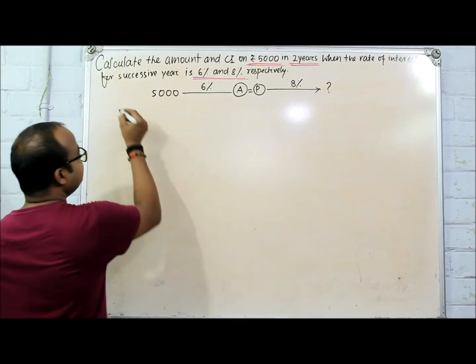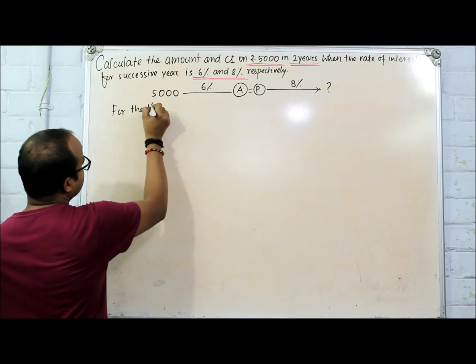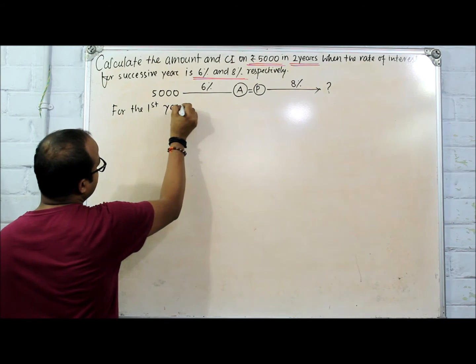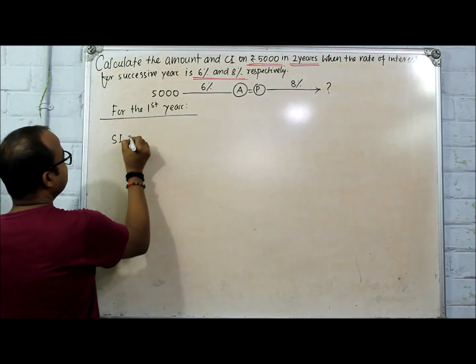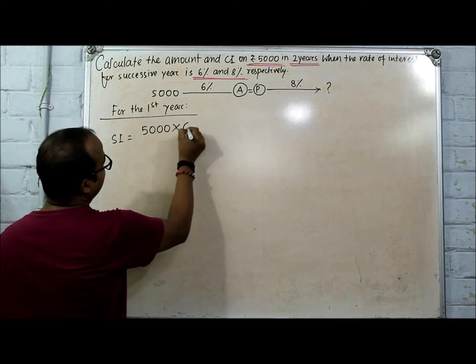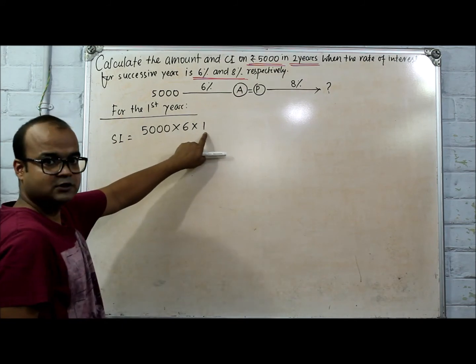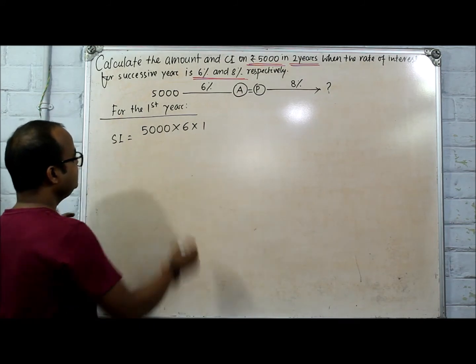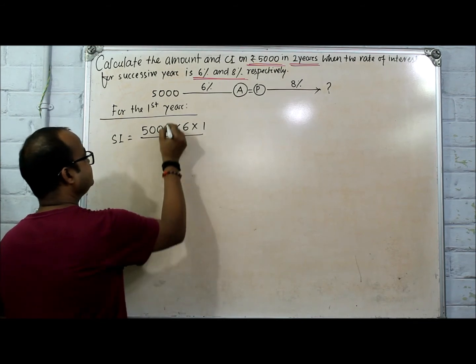So for the first year, SI is equal to P into R into T, 2 year compounded annually, 1 by 100.